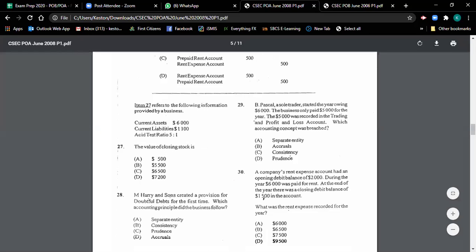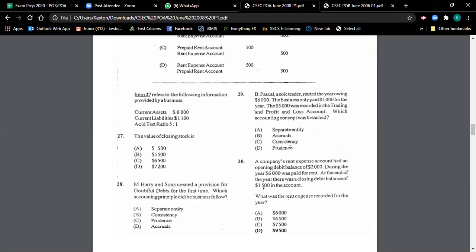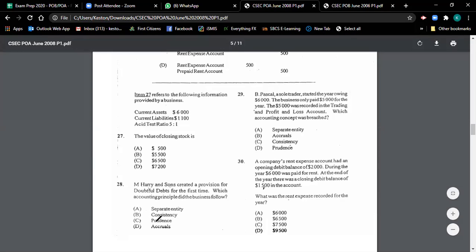28. M. Harry and Sons created a provision for doubtful debts for the first time. Which accounting principle did the business follow? C. Prudence. Yep, very good. Thinking before it happened, thinking ahead, accounting for it up front.